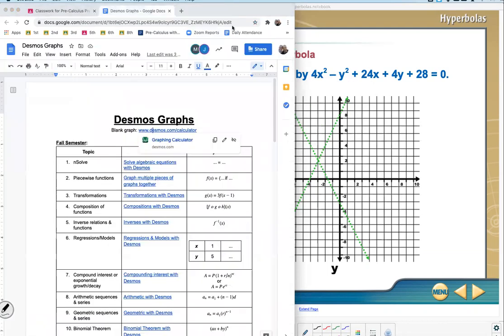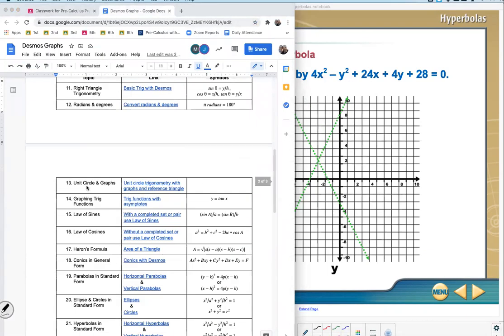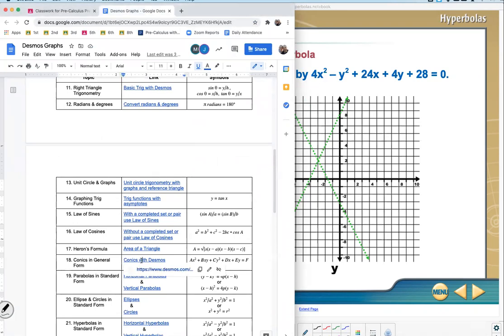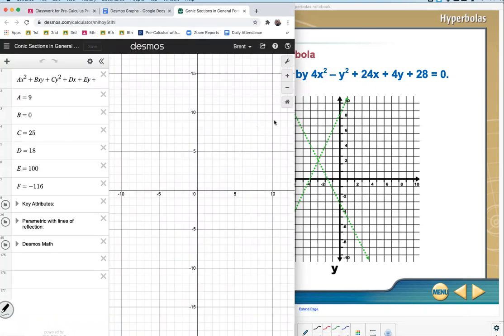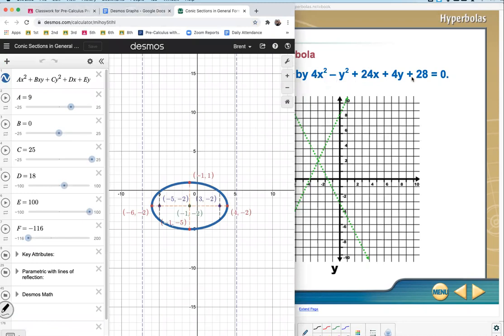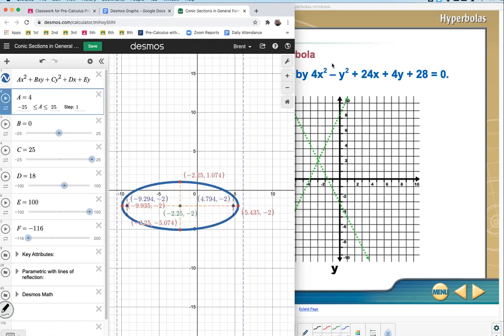If you go to calculator number 18 and click on Desmos, I said that and I just realized I'm a liar. Later on, we will use calculator for an example. If I open up calculator 18, I'm going to plug these values into the sliders here. So A is referring to your x squared, which I have 4x squared, so I'm going to make A be 4. My B is referring to the variables x times y, which I don't have any of those. I'll leave that as 0.